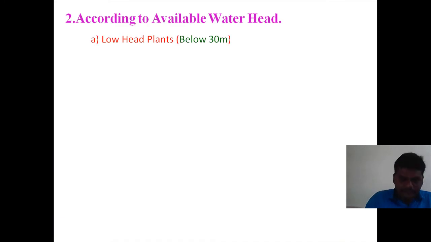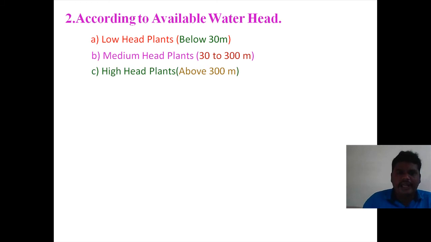Next, according to the head availability: low head plants are below 30 meters, medium head plants are 30 to 300 meters, and high head plants are above 300 meters. Based on the head of the plant, we can choose the turbines. For low head, we have to use axial turbines. For medium head, we have to use reaction turbines. For high head, we have to use impulse turbines.